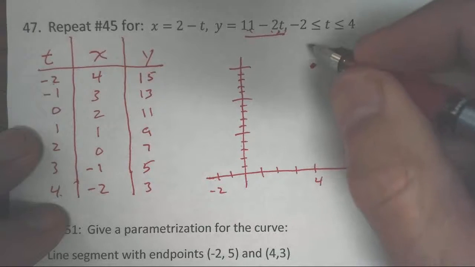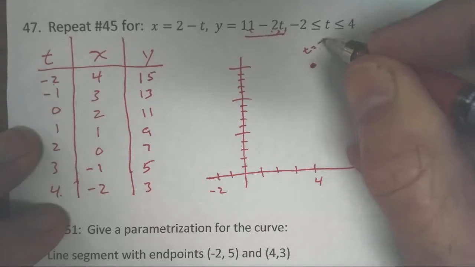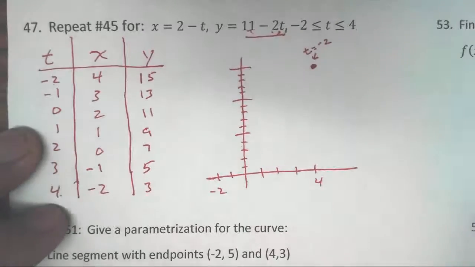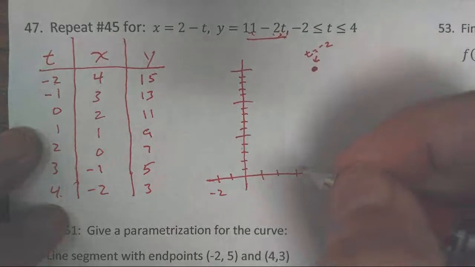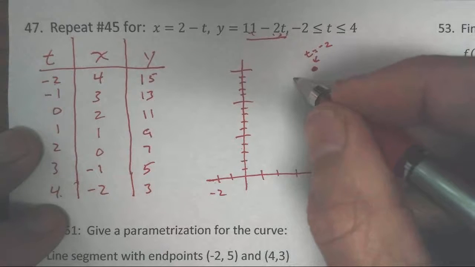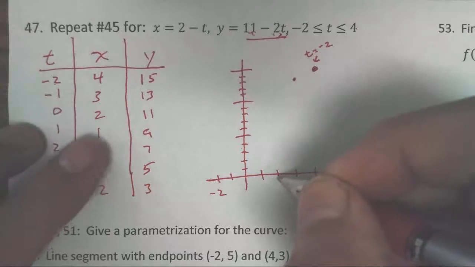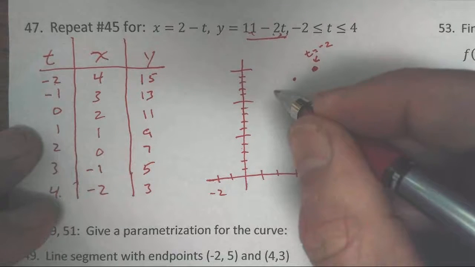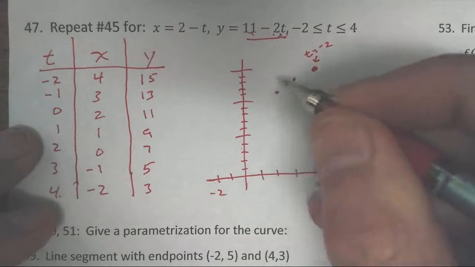That's not any old point. That's my point when t equals -2. That's my starting point. I've got a point at 3, 13. I wonder if these are linear. I've got a point at 2, 11. It sure looks like they're linear at that point, and I'm going to believe they are.